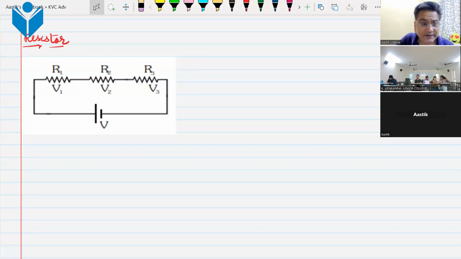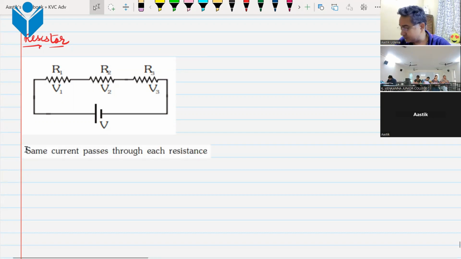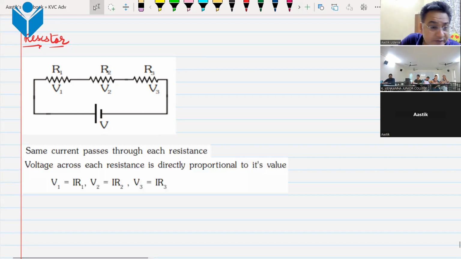We can do the same thing with resistors. Three resistors are put like this. What is going to happen here? The same current is going to flow, yes or no? Yes, sir. To the three resistors. The potential difference across them would be different. So V1, V2 and V3. V1 will be equal to I into R1, V2 will be equal to I into R2, and so on. Yes or no? Yes, sir.